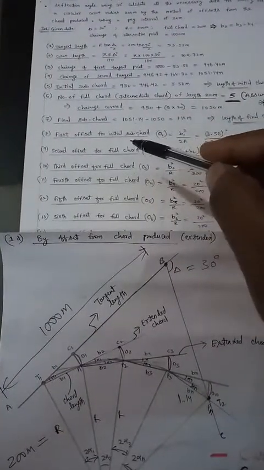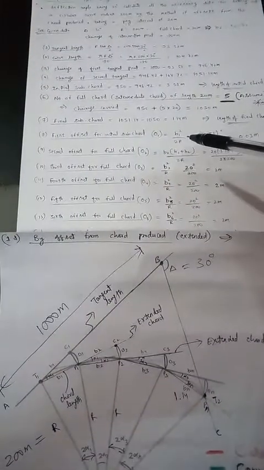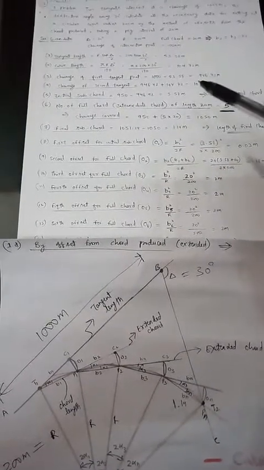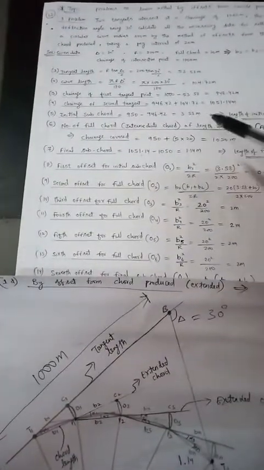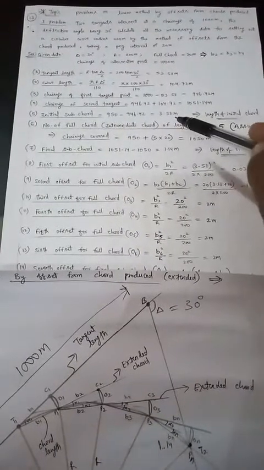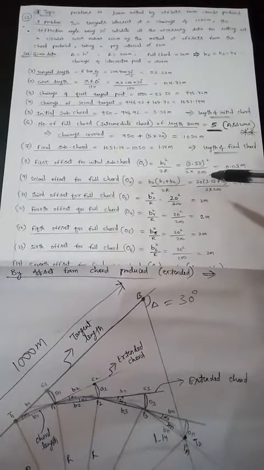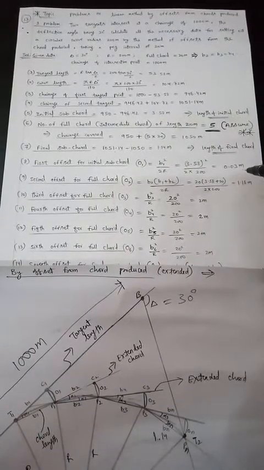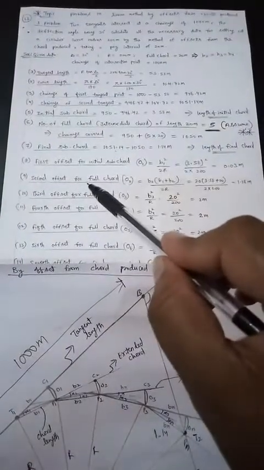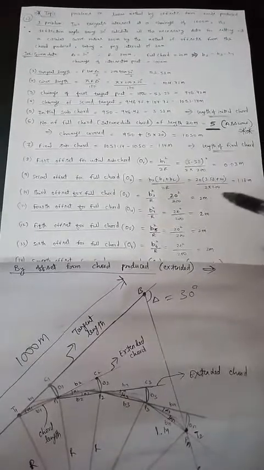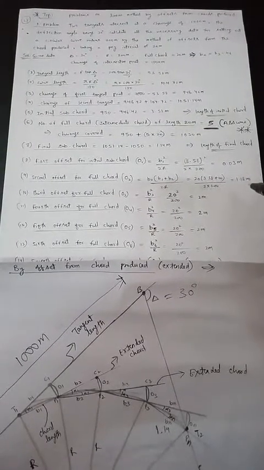First we will find the offset for the initial subchord, O1 equal to, the formula is B1 square by 2R. What is B1 here? 3.58, this is the initial subchord. R is 200, and by solving we will get 0.03 meters. Next, for the second subchord, this is the formula with B1 and B2. By substituting the above values we will get 1.18.